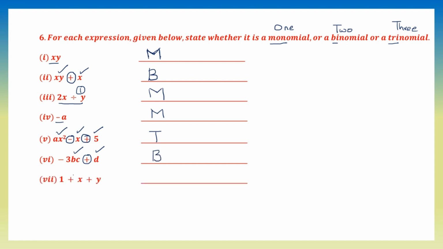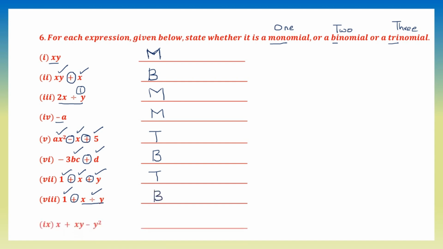Seventh one, 1 plus x plus y. So the addition sign has separated the terms. So 1, 2, 3. We have 3 terms. It's a trinomial. Eighth one, plus sign is there, but this is a division sign which cannot separate the two variables. So there is one term here and one term here. So there are 2 terms. So this is a binomial. Next one, we have a plus sign and a minus sign which has separated all the terms. So 1, 2, 3. We have 3 terms. So that is a trinomial.